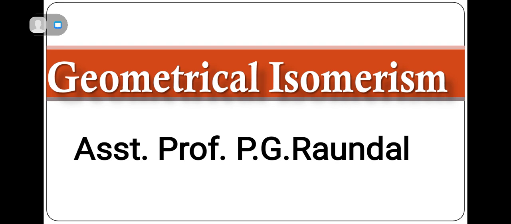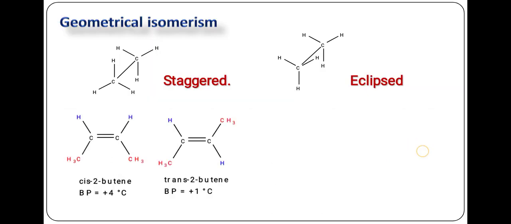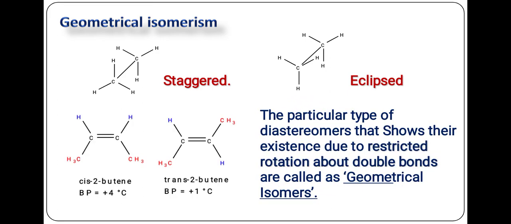Hi friends, today we discuss geometrical isomerism. Geometrical isomerism has staggered conformation and eclipse conformation. Here cis-2-butene has a boiling point of plus 4 degrees Celsius, and trans-2-butene has a boiling point of 1 degree Celsius. Cis means both hydrogens are present on the same side, and trans means on opposite sides.